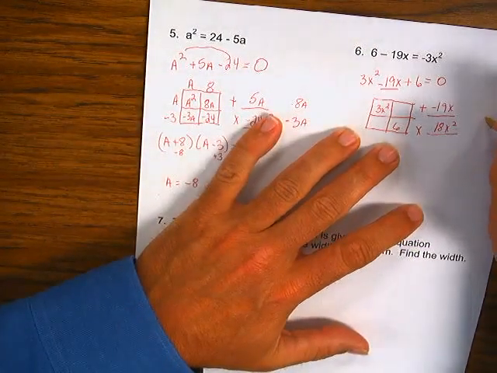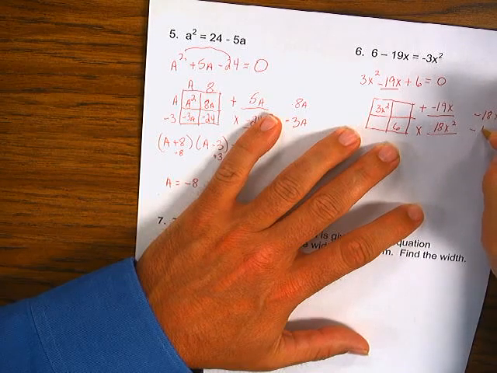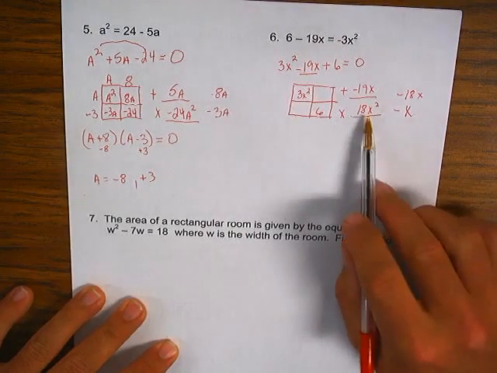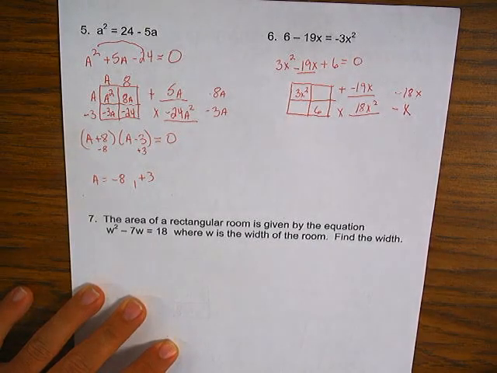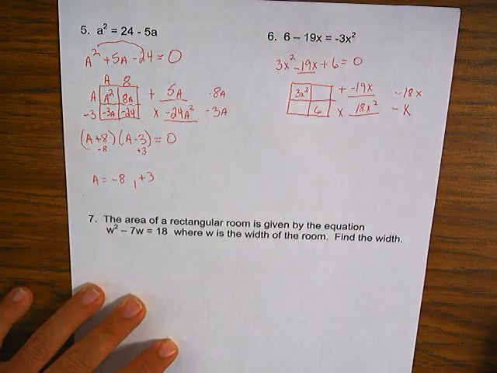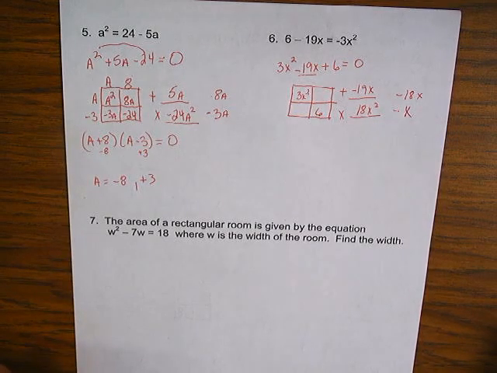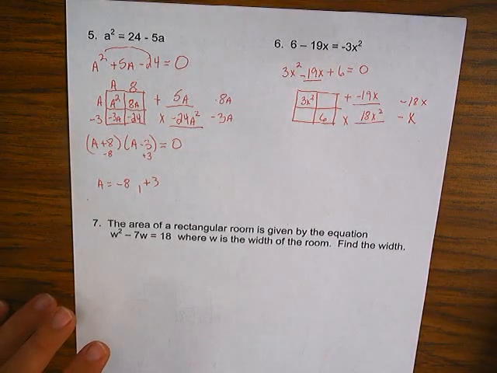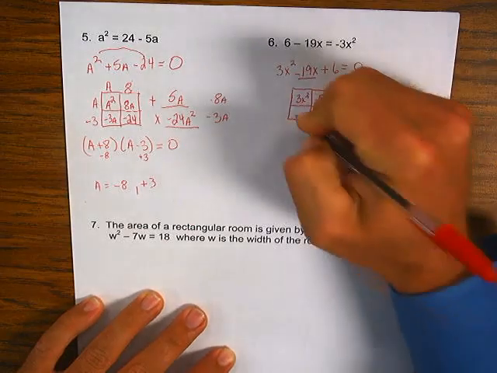So my two factors are negative 18x and negative 1x. Now, do those multiply together to be 18x squared? Yes. Do they add together to be negative 19? Yes. What's negative 18 minus 1? The signs are the same, so you add and keep the sign. What is negative 18 minus 1? Okay. Negative 18x. Negative x.